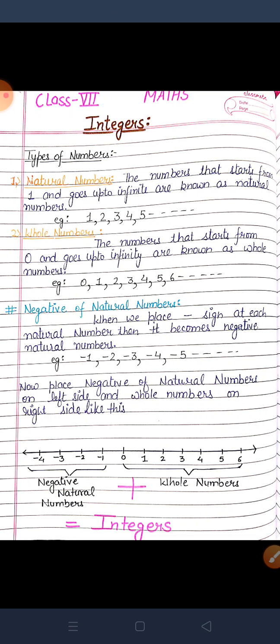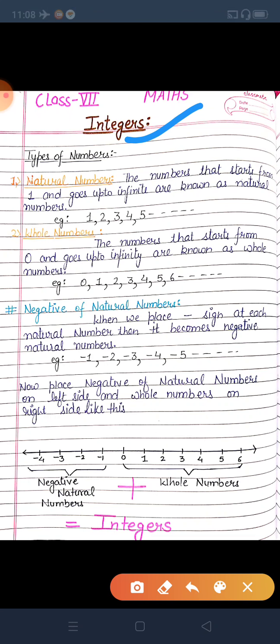Today in this e-learning we are going to start our first chapter, and the name of the chapter is integers. As you have studied in your 6th class also about integers, in this first topic we will just recall our previous knowledge that we have studied in our 6th class or primary classes. And the first topic of this chapter is types of numbers.